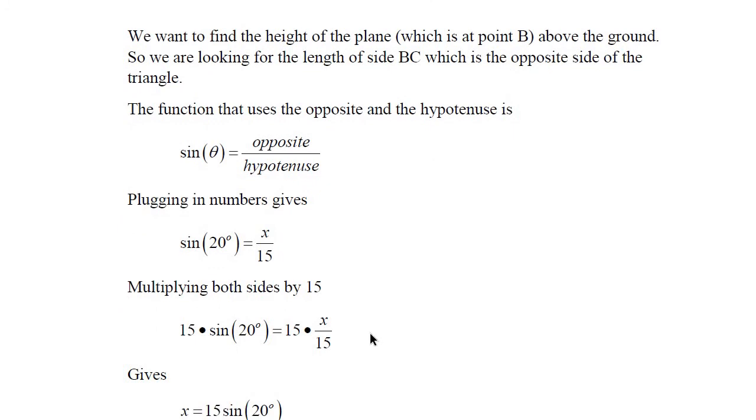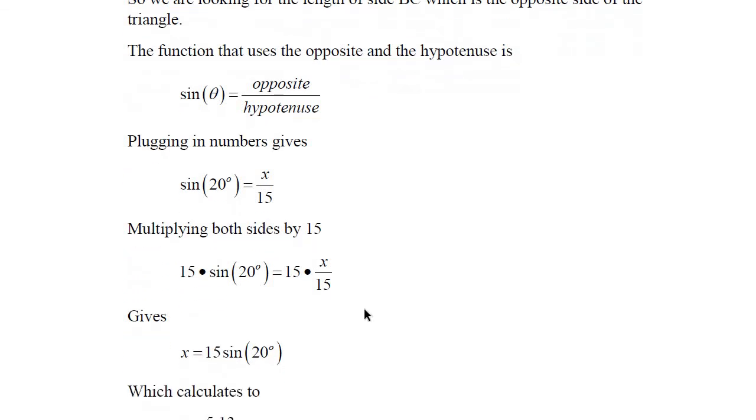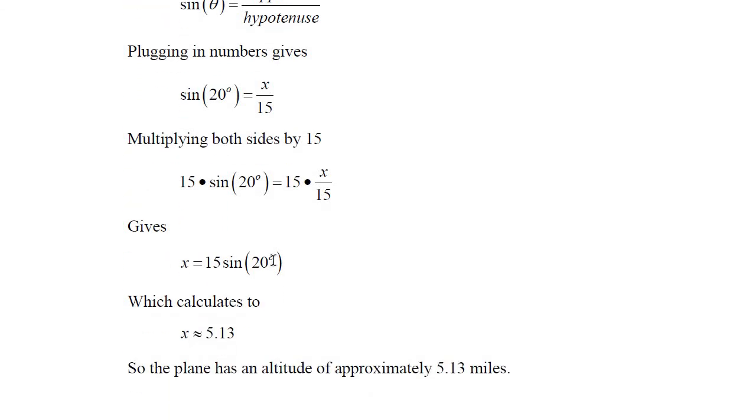I now want to multiply both sides by 15. So multiplying both sides by 15, that'll give me x is equal to, because the 15s cancel, 15 times the sine of 20 degrees. And then if I calculate that, that gives me that x is approximately equal to 5.13. So my airplane has an altitude of approximately 5.13 miles.